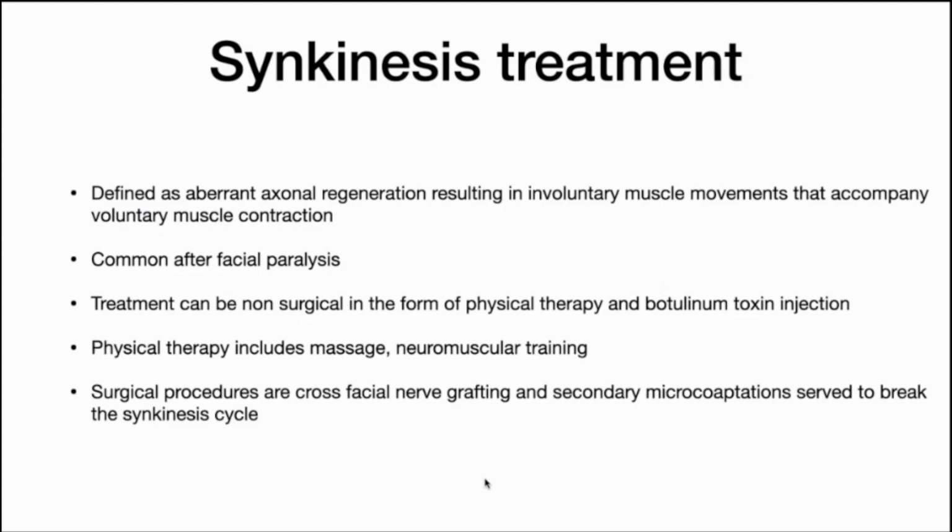The treatment can be non-surgical in the form of physical therapy and Botox injection. Physical therapy includes massage and neuromuscular training. Surgical procedures like cross-facial nerve grafting and secondary microsurgical coaptations to break the synkinesis cycle have also been adopted.